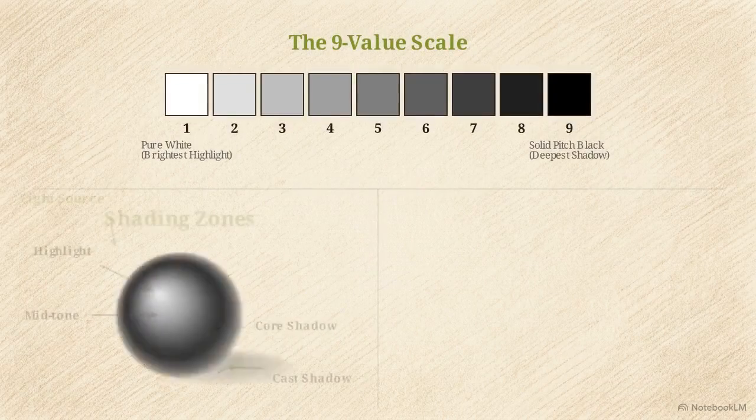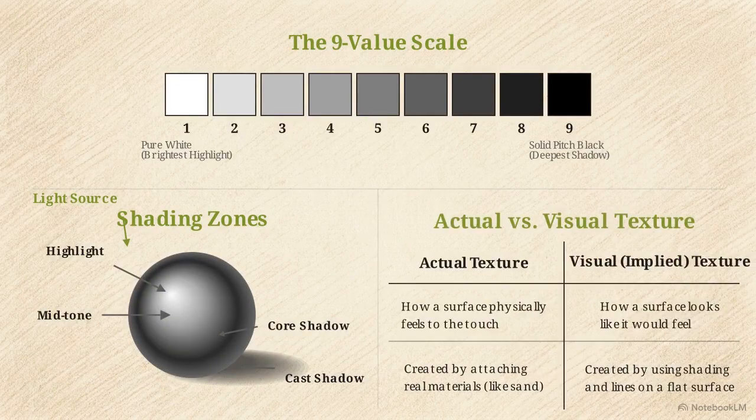This graphic consolidates the core tools from today's lesson. It shows the 9-value scale, the 5 essential shading zones, and the distinction between actual and visual texture. Feel free to screenshot this frame to use as a reference guide.